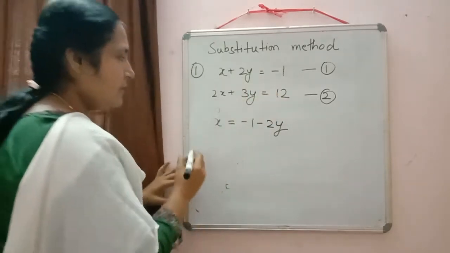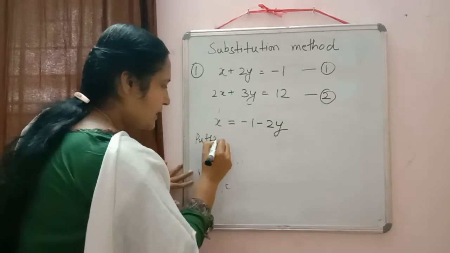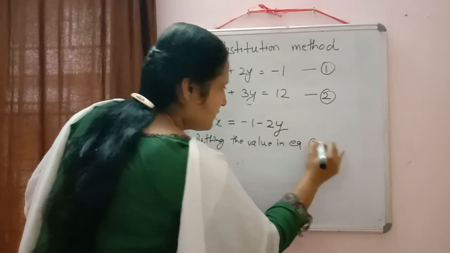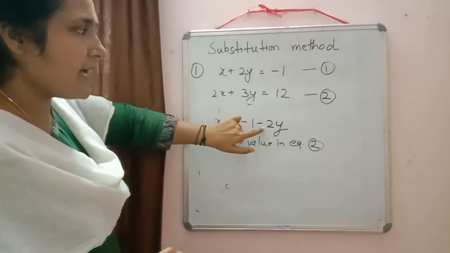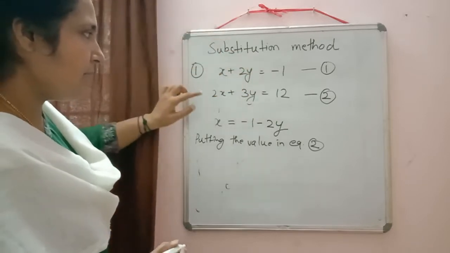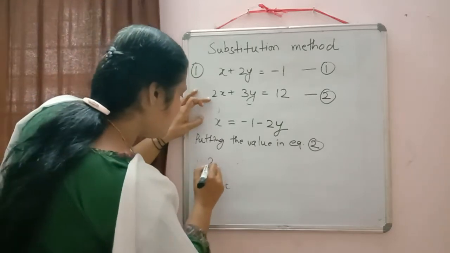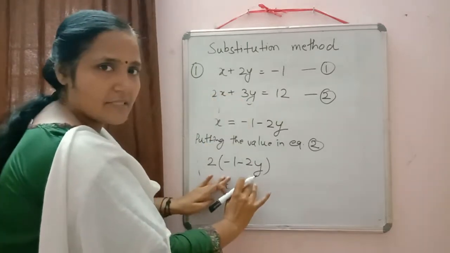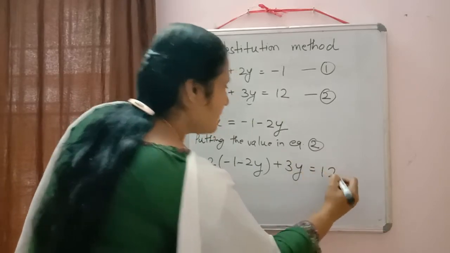Now what we are doing? We are substituting the value of x in equation 2. Just write down there: putting the value in equation 2. In place of x, we will substitute -1 minus 2y. That's why this method is called substitution method. So in place of x, I am going to write -1 minus 2y. So it will be equal to 2 into (-1 minus 2y). Only in place of x, we substituted the value. Remaining expression will be same. Plus 3y is equal to 12.